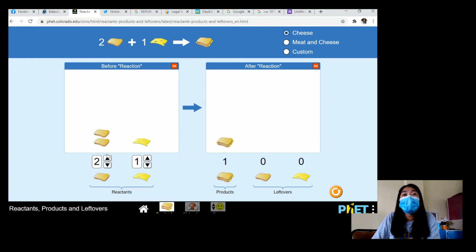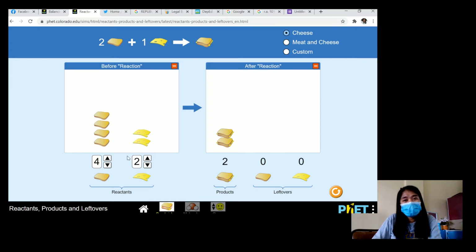So, kung magbuhat tag duha ka buok, you would need 4 slices of bread and 2 slices of cheese to create 2 sandwiches. Okay, so this one here, the bread and the cheese are what we call reactants, if we're talking about chemical equation. So these are the reactants and these are the product.